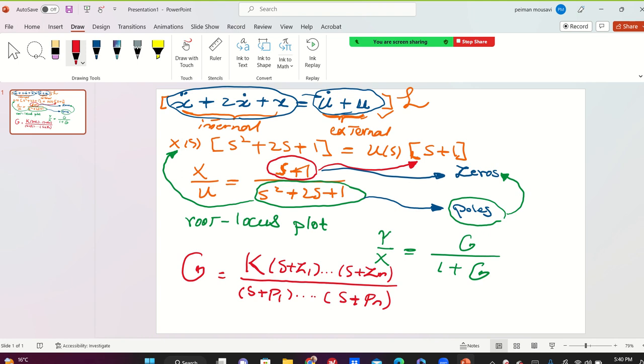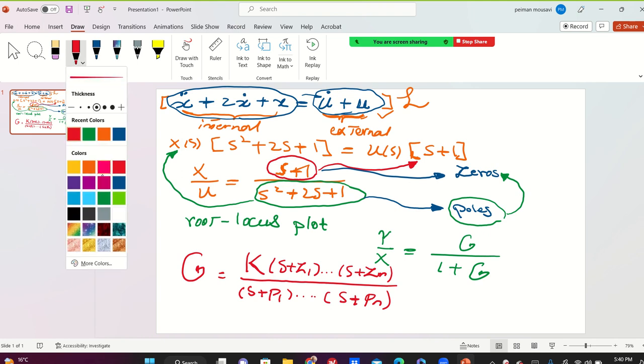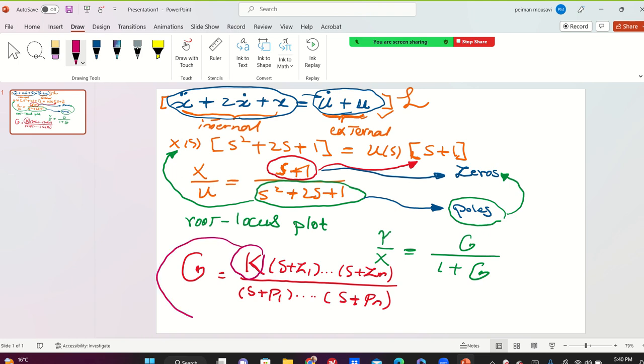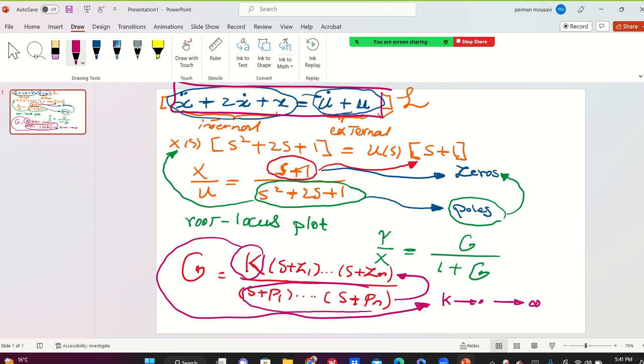On the other hand, in the root locus, we are going to change the gain of the system, the DC gain, from zero to infinity and see how the poles of the system move toward the zeros of the system. This is happening in reality, in real physics, based on the differential equation. Poles moving toward zeros. Everybody clear? Good. So how do we find the poles of the system? I told you from here: denominator, zero.